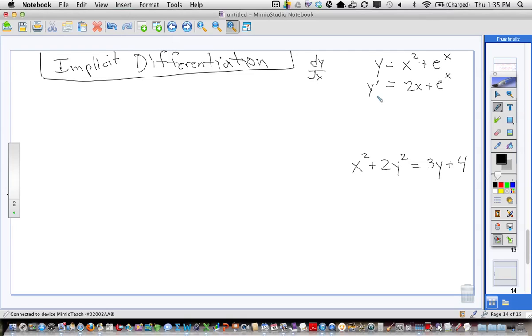But if I ask you what's the derivative of x, what would you say? 1. You wouldn't have said x prime, right? You would never have thought to say x prime. If I said the derivative of x, you said 1. If I say the derivative of y, you say y prime. They're two different things. One's input, one's output. Well, this Leibniz notation helps us with that. If I do the derivative of y with respect to x, it's dy dx.